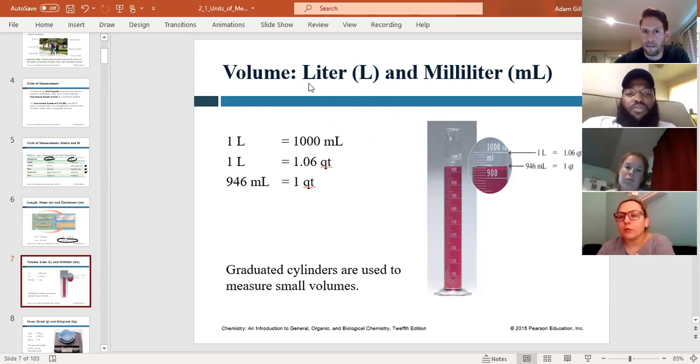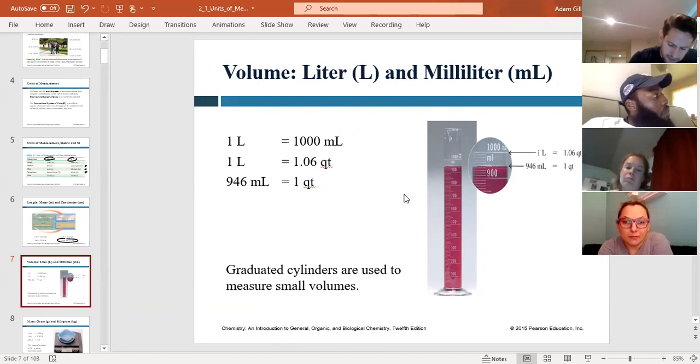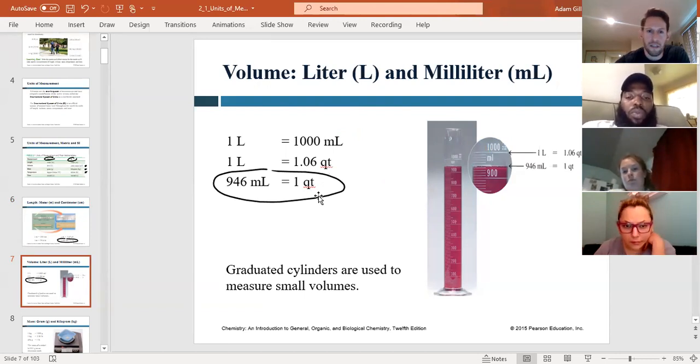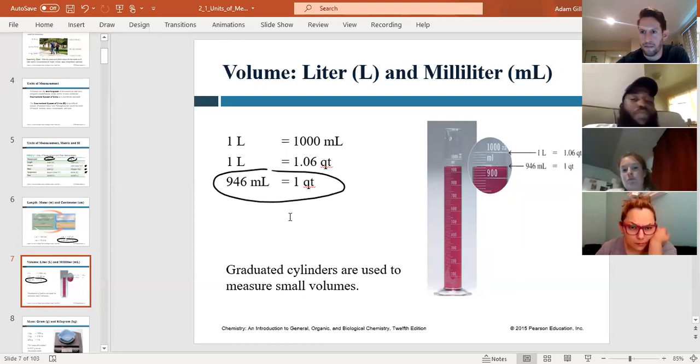So the liter is the standard unit of volume for the metric system. The conversion between metric and English is like this: 1 quart, or 4 cups, is equivalent to 946 milliliters. It's almost 1 liter per quart, but not quite, right? So a lot of people abbreviate and say a gallon is about 4 liters.